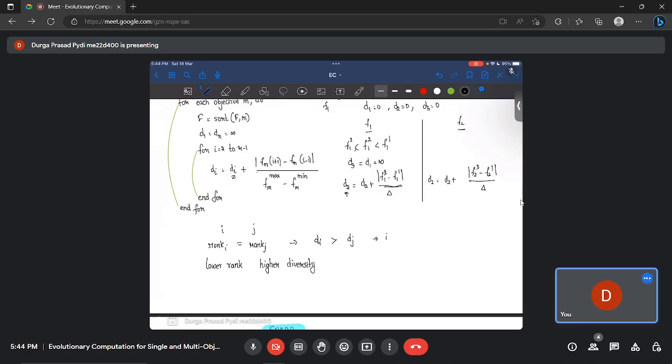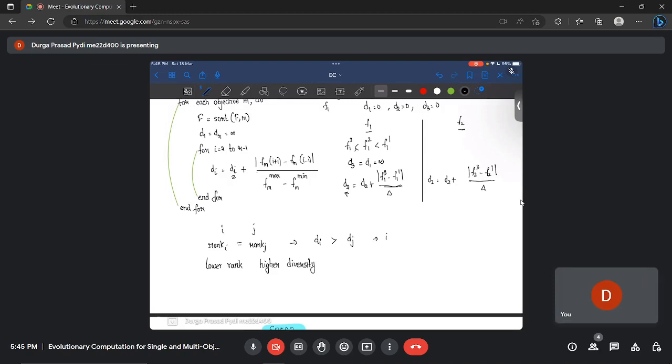If we have to select lower rank and higher d value, suppose the rank is the same, then a higher value of d is the sufficient condition. Yes, only if the rank is the same, you check the diversity. Whichever is greater, you take that one. If both of them are equal, then you choose any one randomly, with 50% probability.